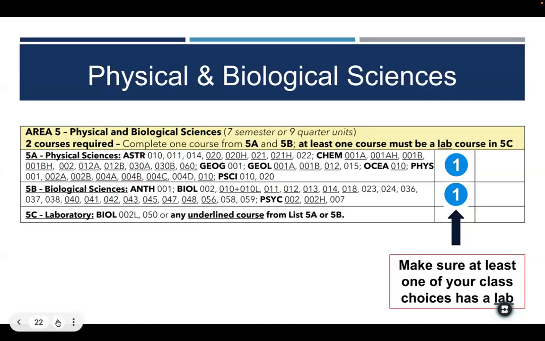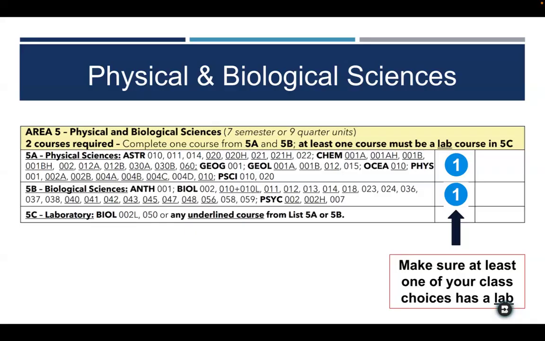Area 5 is the physical and biological sciences. You'll see there are 7 semester units that are needed and 2 courses, but you'll see here there's 3 areas. The way this one works is you'll complete one from 5A, one from 5B, and at least 1 course must be a lab, and that will give you 5C. So even though there's 3 boxes, if we make the right choices, you'll only take 2 classes.